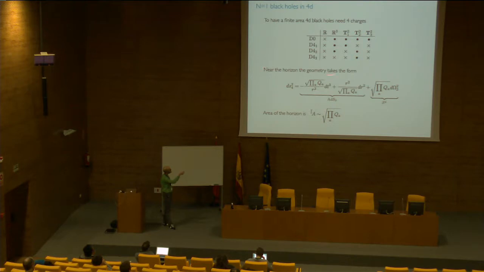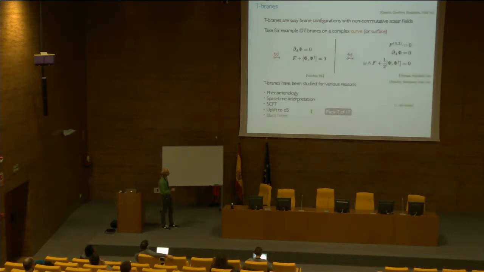So if you look at the near horizon geometry, you actually can see that you have an AdS2 factor, as I said before, and that the area is the product of the 4 charges. So if you turn off one, you see that the area goes to 0. So this will be, again, a genuine black hole in N=8 supergravity.